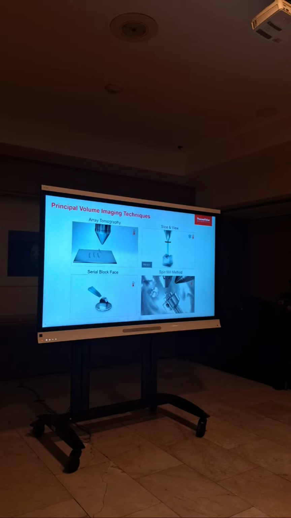Now, serial block face, as a few people have talked about this week, is where we took that ultramicrotome and shrank it down so it's small enough to actually fit in the chamber of our SEM. And then we can use the SEM to just look at the exposed block face surface to start generating all of these images.